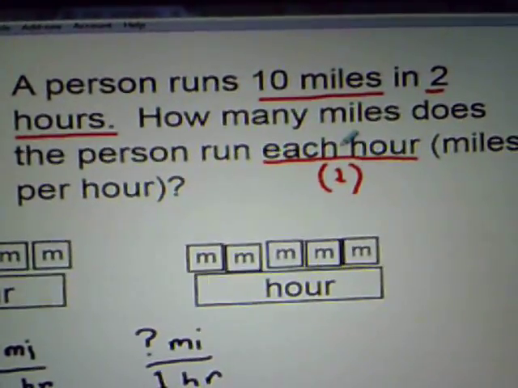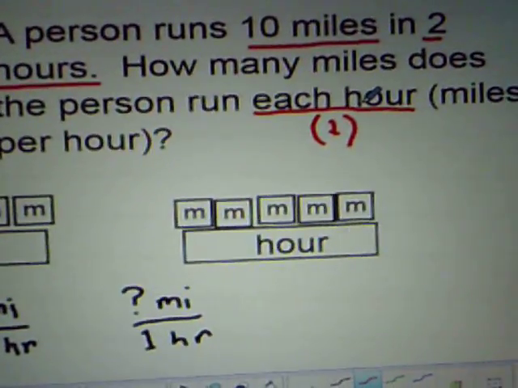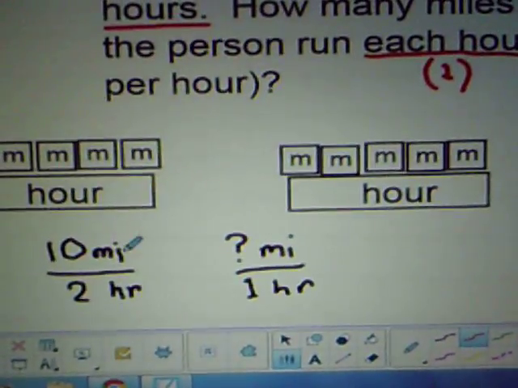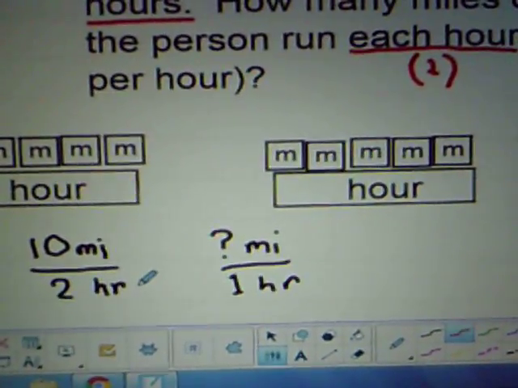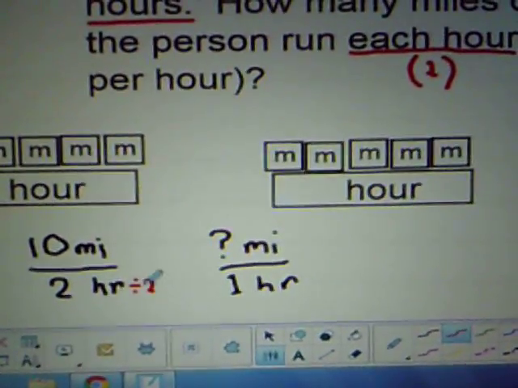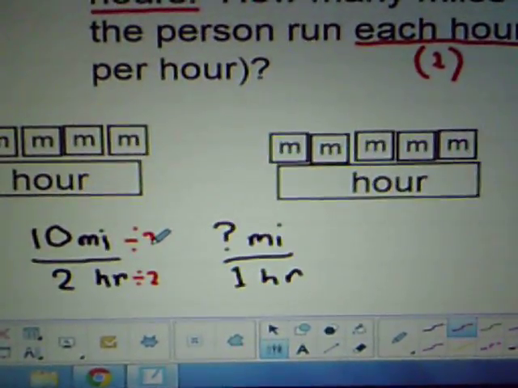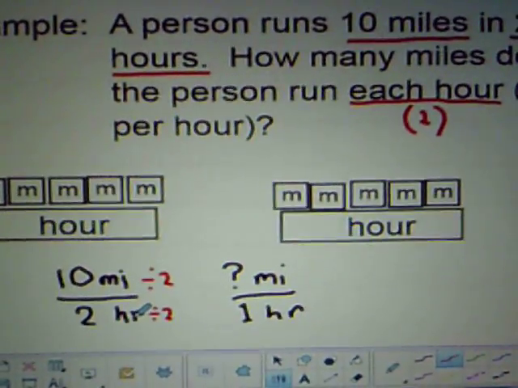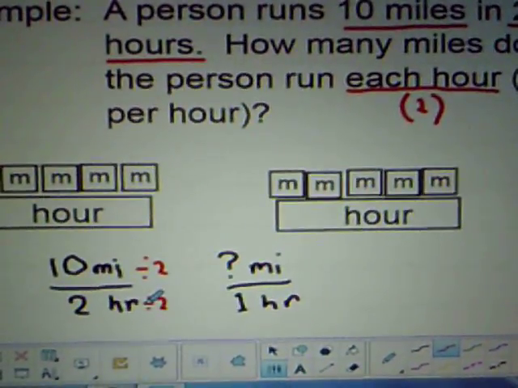Since it's the hours that we're looking for, how many they're running in each 1 hour, we take our number for hours and we divide both parts of the ratio by the number that represented hours. So we're actually going to divide the miles and the hours by 2.